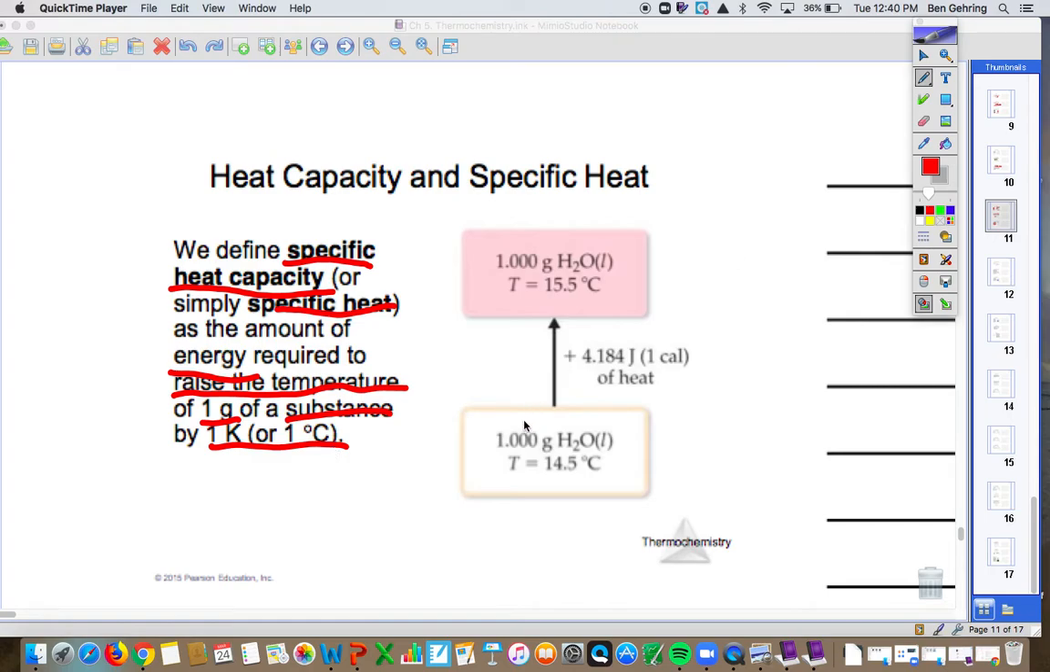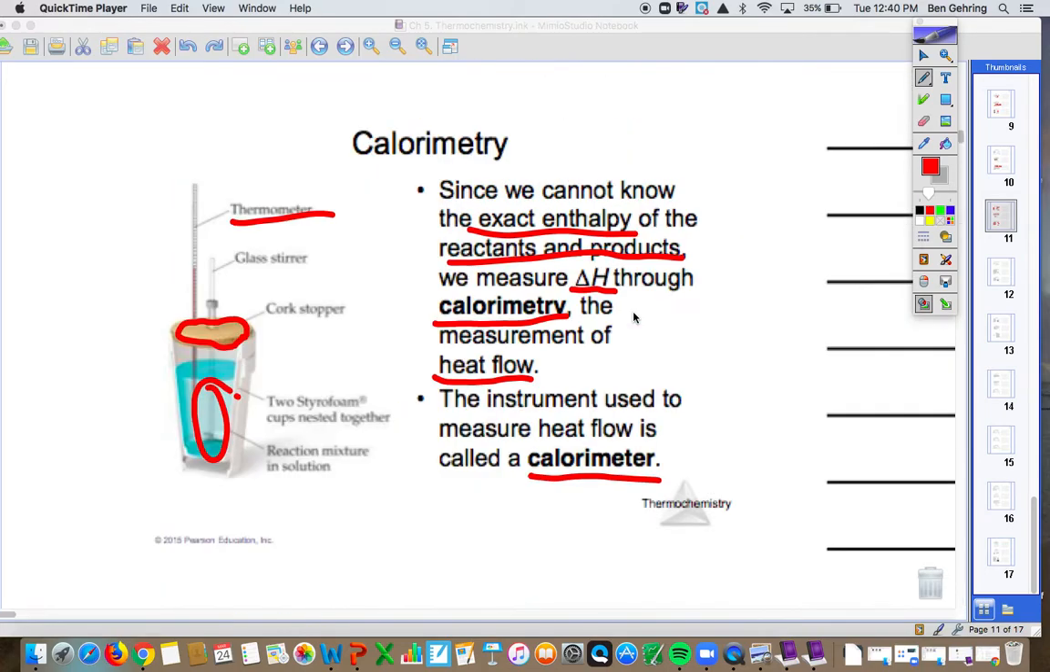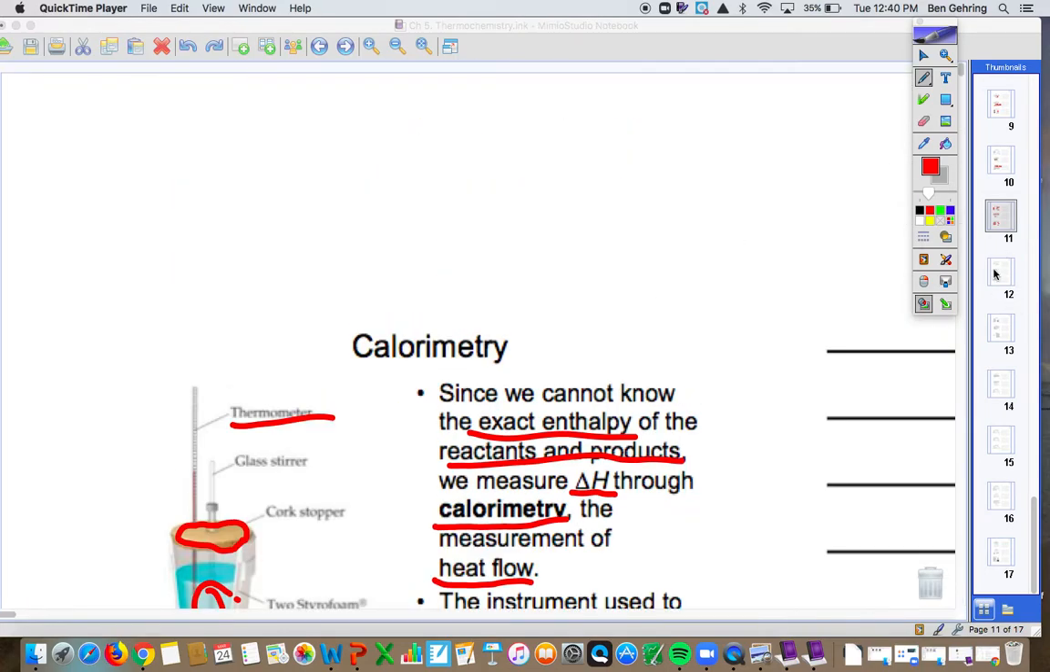For example, if I have exactly 1 gram of water at a temperature of 14.5 degrees Celsius, and I add 4.184 joules of heat, which is 1 calorie, I can raise that by 1 degree Celsius. So I went from 14.5 to 15.5 because the specific heat of water is 4.184 joules per gram degree Celsius. For every 4.184 joules of energy I add, I can increase my temperature by 1 degree Celsius or 1 Kelvin, because they fluctuate by the same amount. That is specific heat and heat capacity.